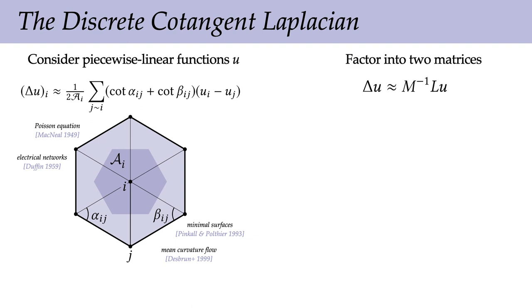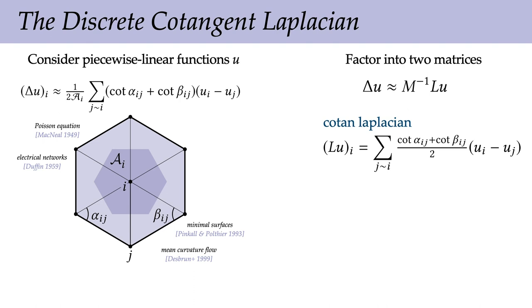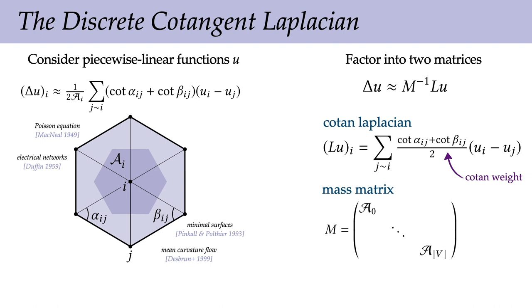It's often convenient to factor this expression as the product of two matrices. Laplace u equals M inverse times L times u, where L is the cotan Laplacian and M is a mass matrix. These coefficients in the expression for L are known as cotan weights. If we want the Laplacian to really measure the average difference between u_i and its neighbors, then these weights should better be positive. More on that in a moment. Note that the cotan Laplacian and mass matrix depend only on angles and areas, and hence we can compute them for any intrinsic triangulation.